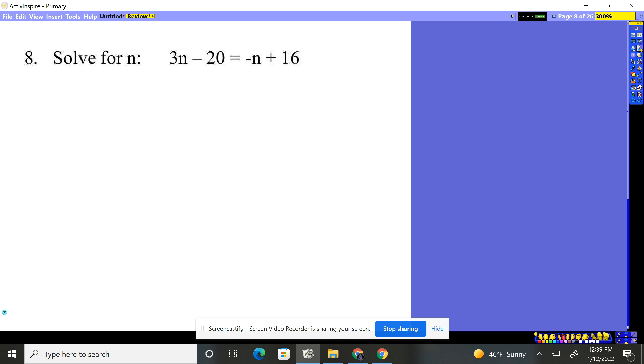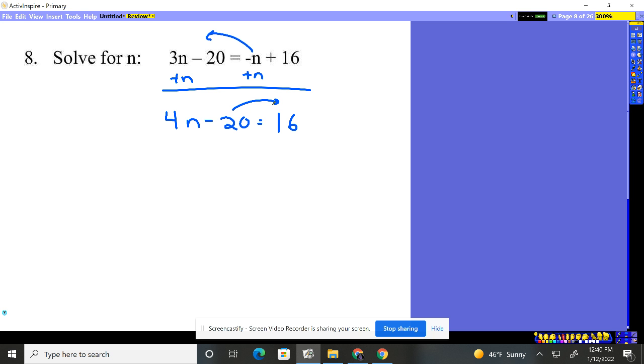Number 8, well, solve for n. You want to move 3n over or -n? I'm going to move the -n over. It's smaller. How do I move a -n? I add an n. This gives me 4n minus 20 equals 16.